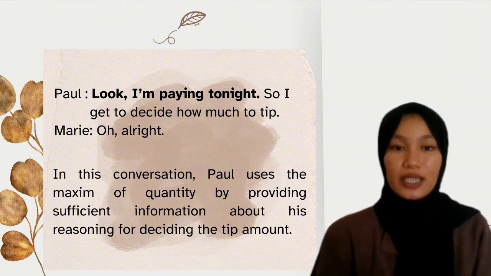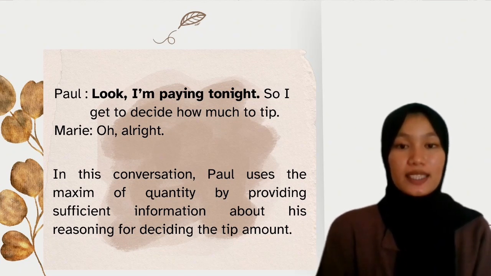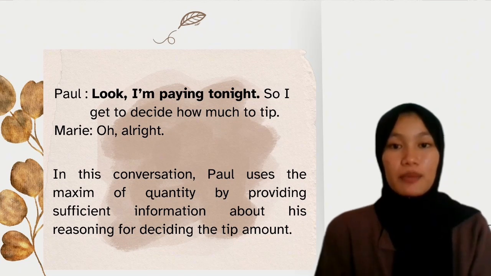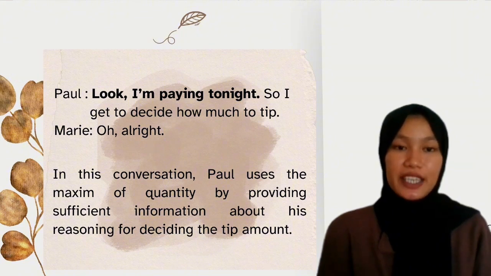Through this utterance, Paul does more than just convey information. He set the terms for the tipping situation, thus performing an action with his words. And in this conversation, Paul used the maxim of quantity by providing sufficient information about his reasoning for deciding the tip amount, making his position clear.